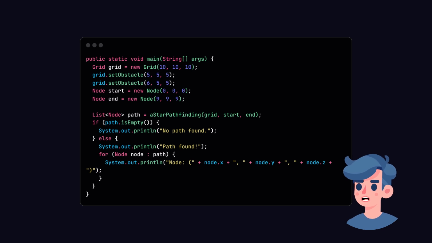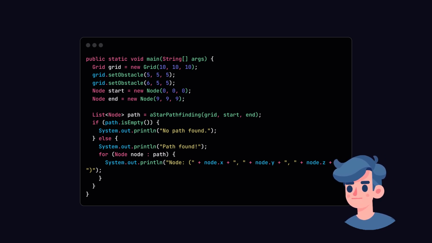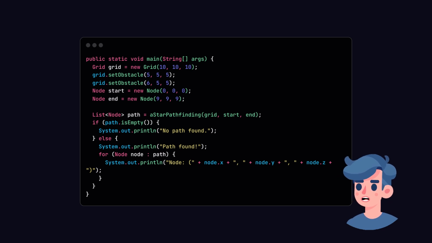Now, let's test our implementation. We will create an instance of our grid, set some obstacles, and visualize the path found by the algorithm.